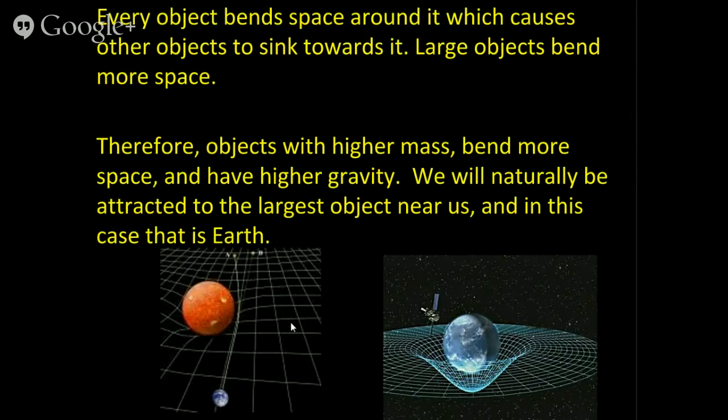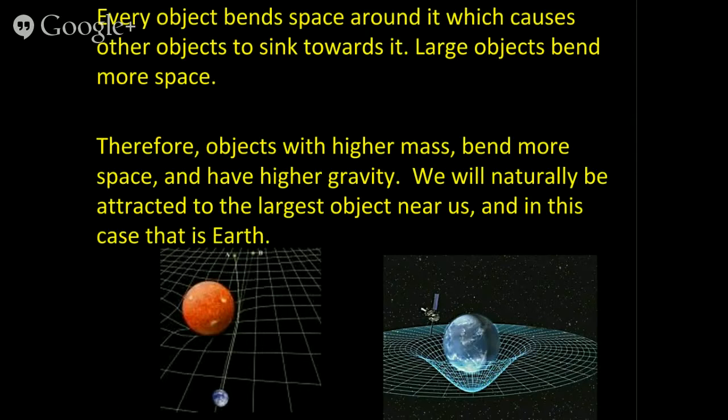So when an object has a lot of mass, it sinks a lot of space inwards. Look at this picture right here, which represents some sort of planet. It looks a little bit like Earth. It's an Earth-like planet, and it sinks space inwards. So the larger an object is, the more space it would sink inwards, meaning the more gravity it possesses.